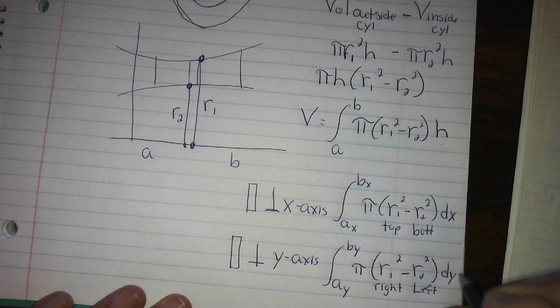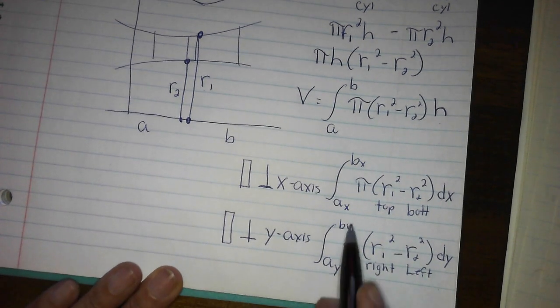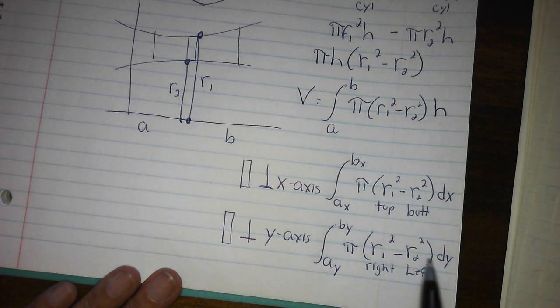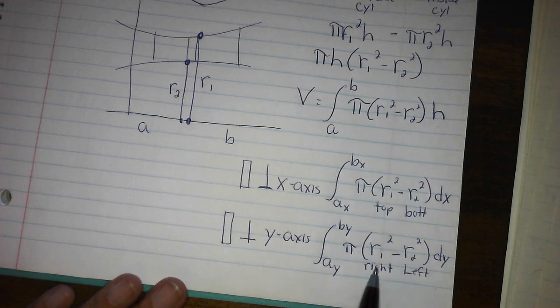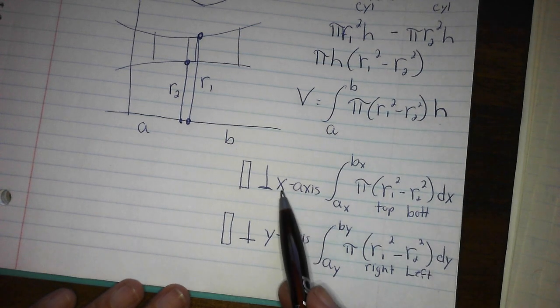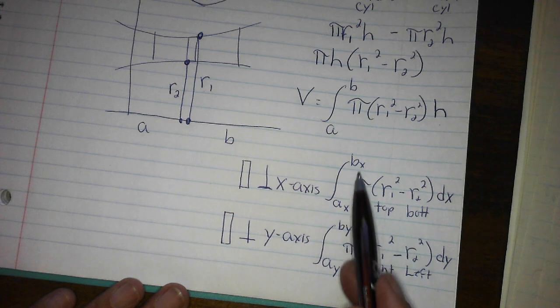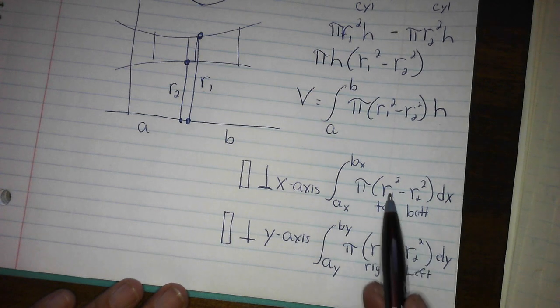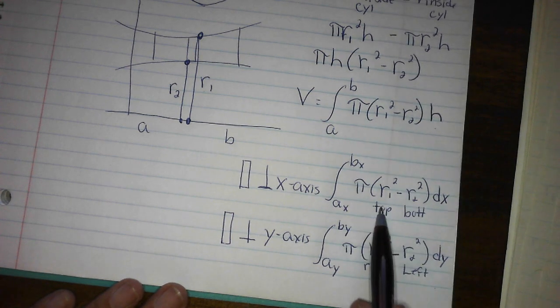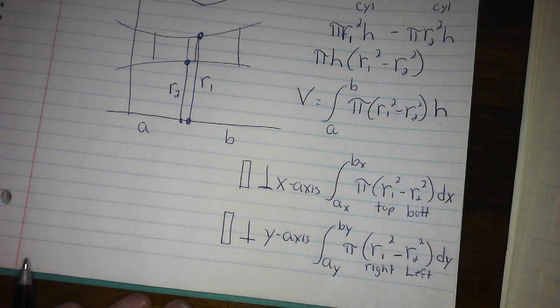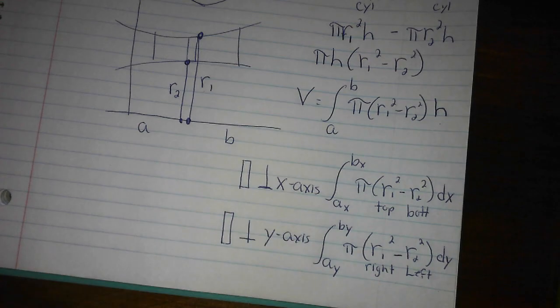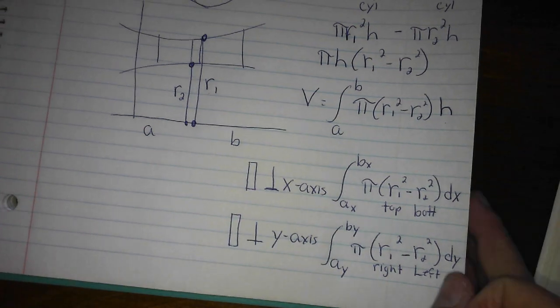So same equation, just here you want y boundaries, y is in the radius, dy. Make sure R1 is the right, R2 is the left. If we're going around the x-axis, you want x boundaries, x is here in the radius, R1's the top one, R2 is the bottom one, and dx. So I'll do one of each, and I think it'll be okay. Just be careful with the algebra.